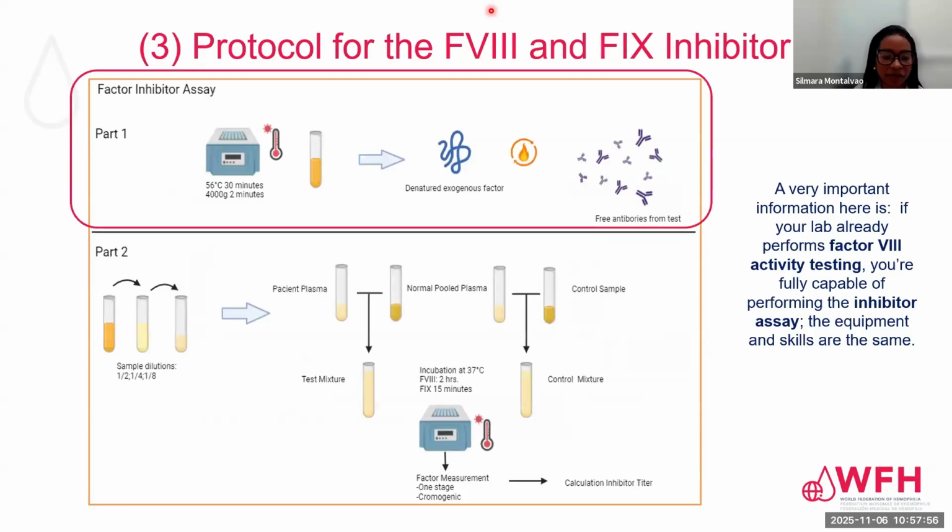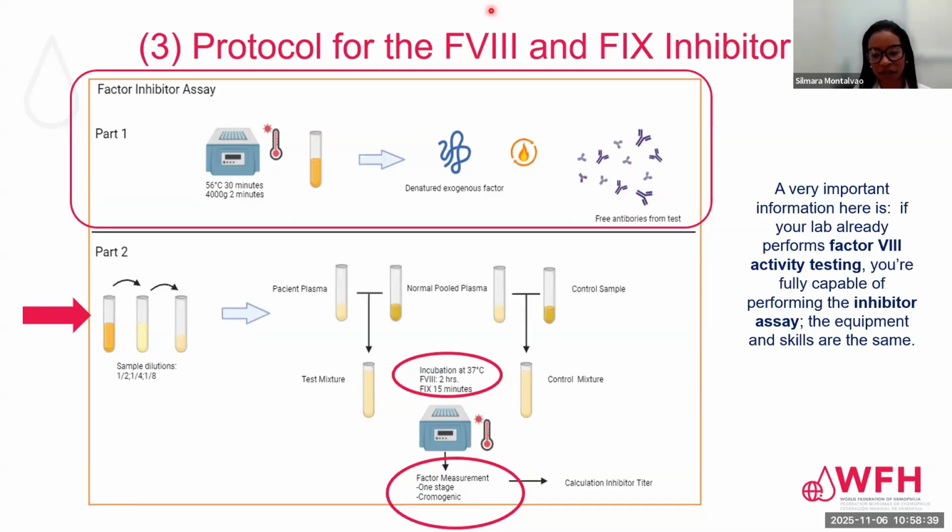In part one, we need to prepare the sample as we already discussed regarding the sample. In part two, we need to do the dilutions. There are several dilutions that we can see in detail in the lab manual. After that, you need to incubate the sample at 37 degrees for 2 hours. In the case of factor 8, you need 2 hours because the antibody is time and temperature dependent. And then you can choose which method to use to measure the residual factor 8 or 9.